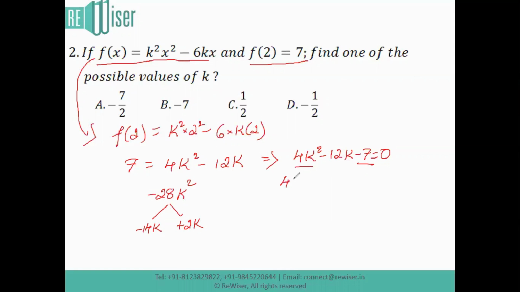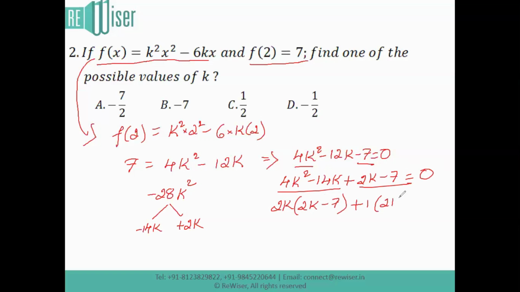So which means the middle term in this case can be split as minus 14k plus 2k, and minus 7 remains the same. In the first two terms, I can take 2k common. That will give me 2k minus 7. And in these two terms, I can take positive 1 common. So that remains 2k minus 7. So I can write this as 2k plus 1 times 2k minus 7 equals 0.